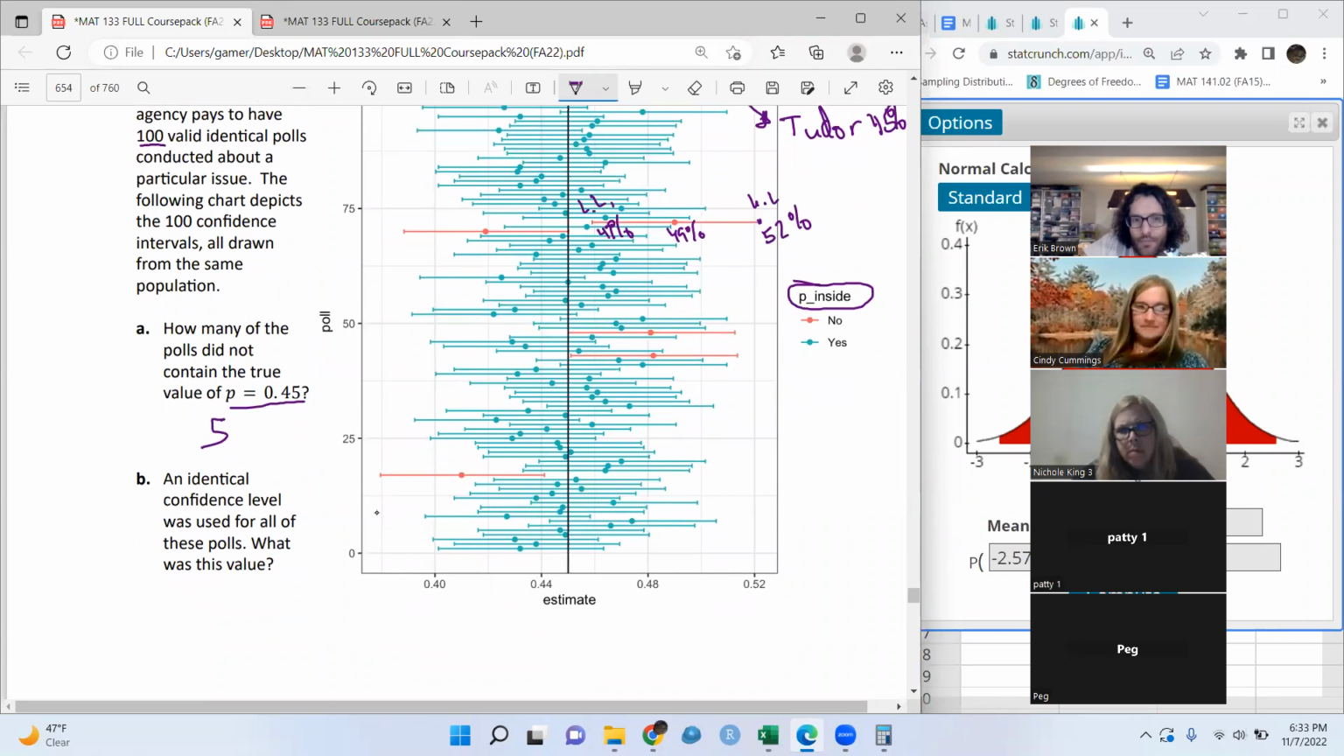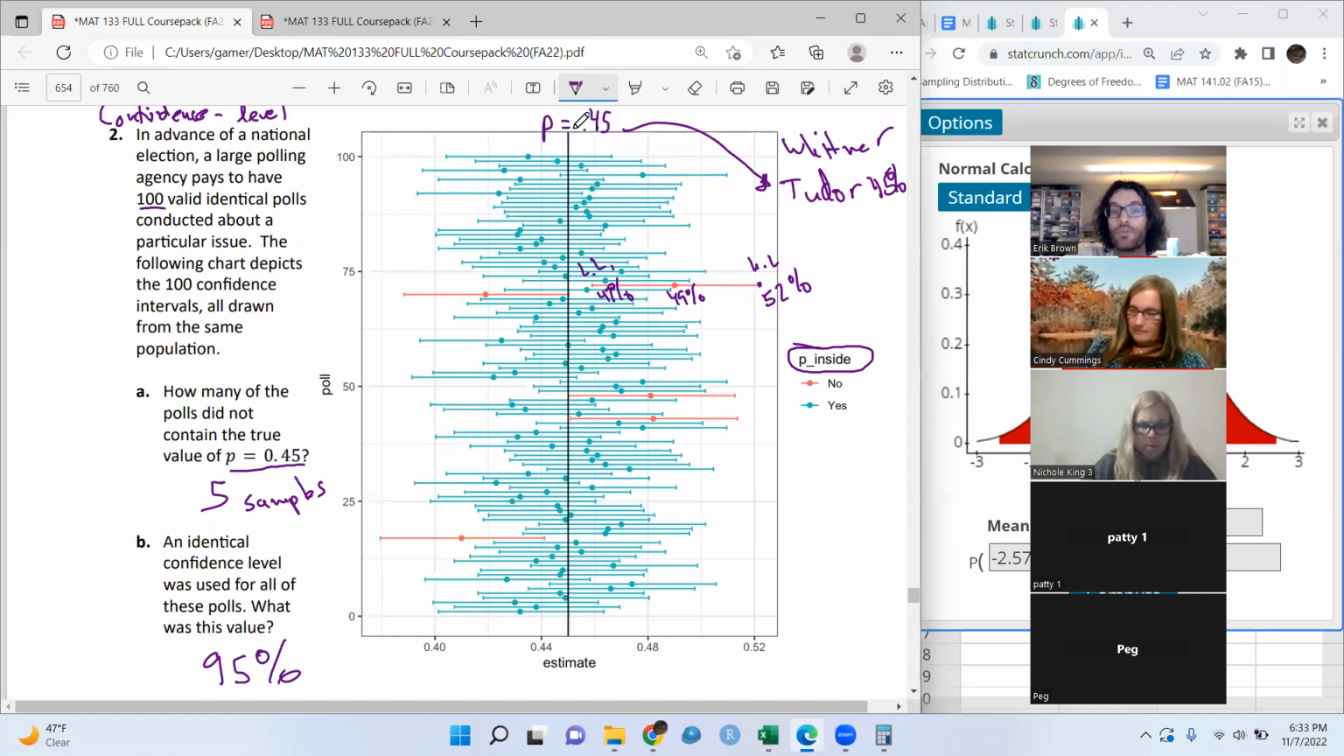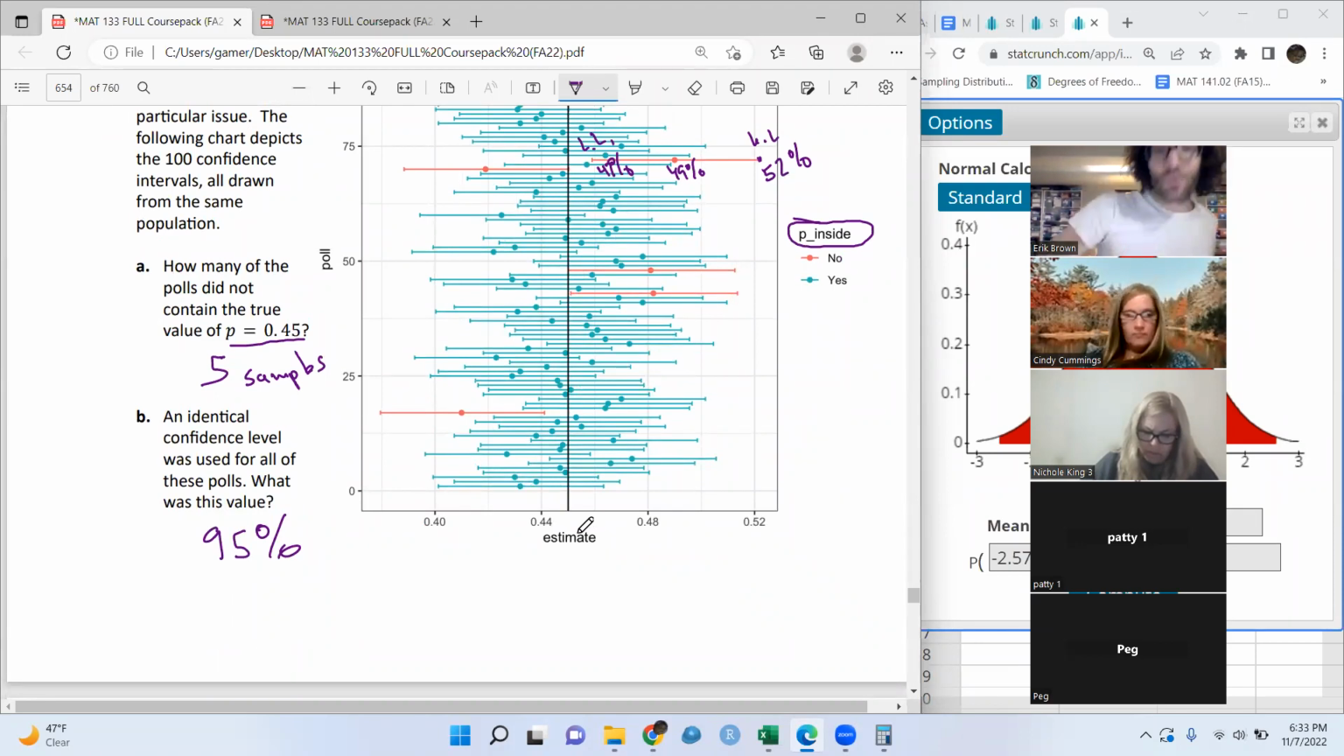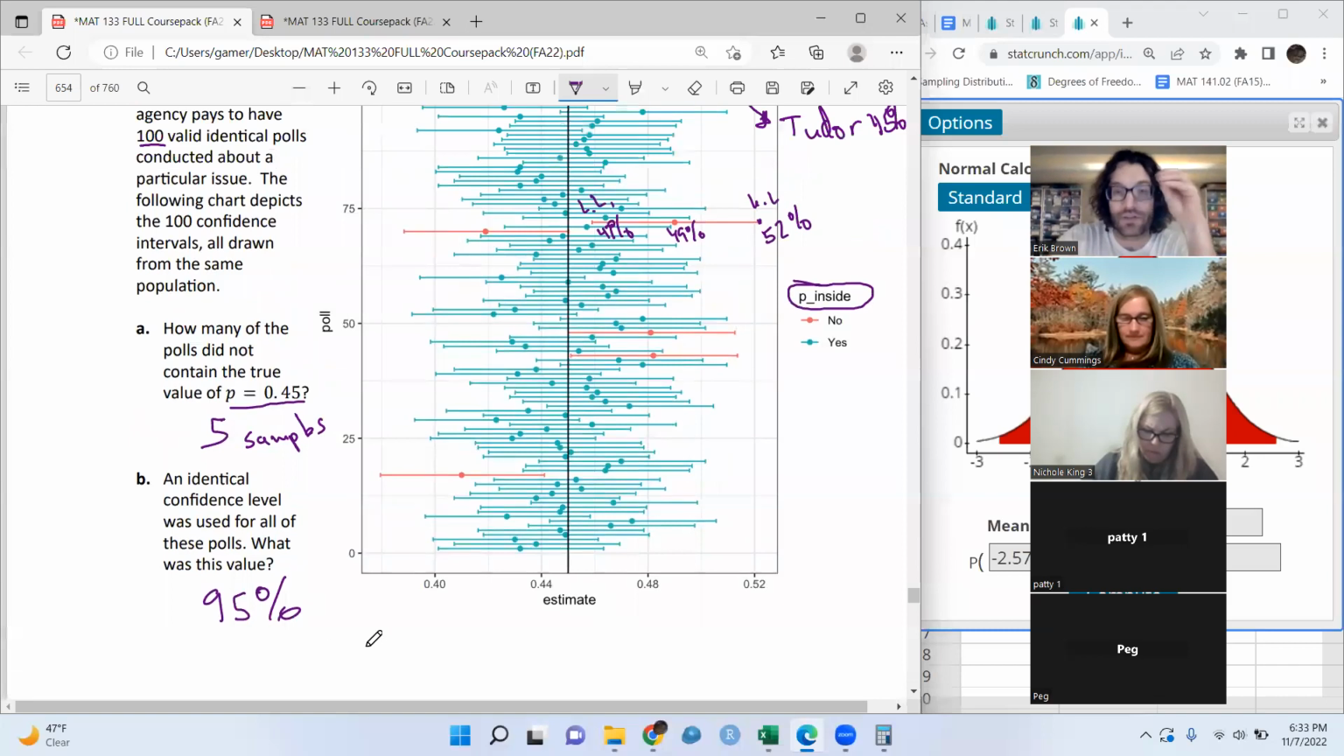Did you all know the answer for B? Did you all know it was 95%? So this is 5 samples, but it could also be looked at as 5% of the 100 samples don't contain the 45. Whereas here, 95% contain the actual correct proportion. And this is where the confidence level comes from.